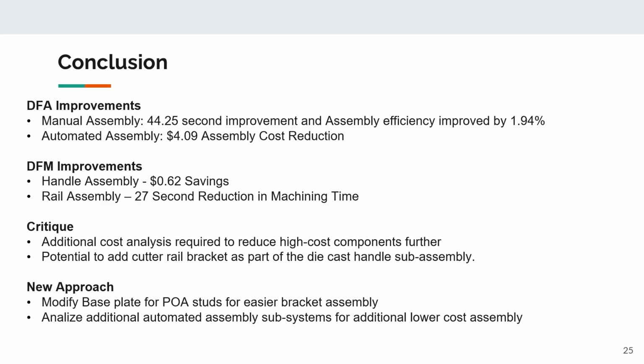For our critiques, additional cost analysis is required to reduce some of our high-cost components further. There's potential to add the cutter rail bracket as part of our die-cast handle subassembly to reduce parts further. And then some additional analysis or new approaches that could be done would be to modify the base plate for POA studs for easier bracket assembly in order to reduce the screws and nuts further, and to analyze additional automated subassemblies for additional lower cost for the overall assembly.